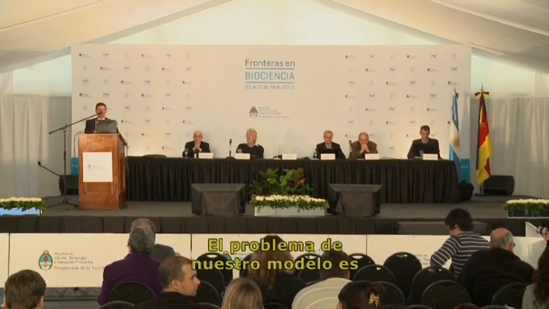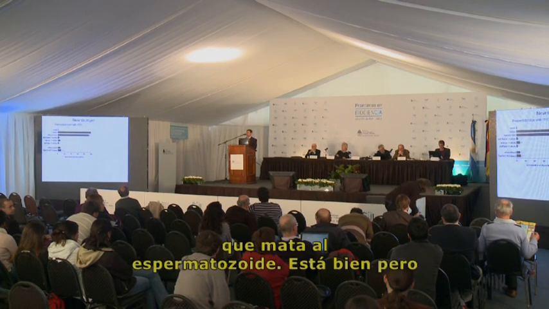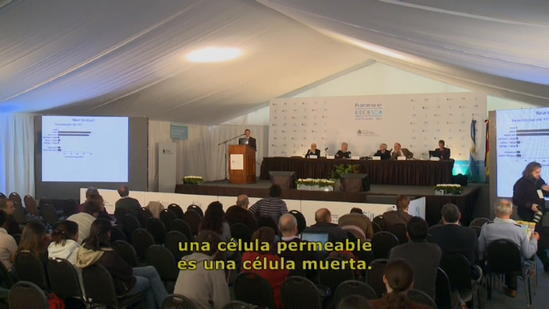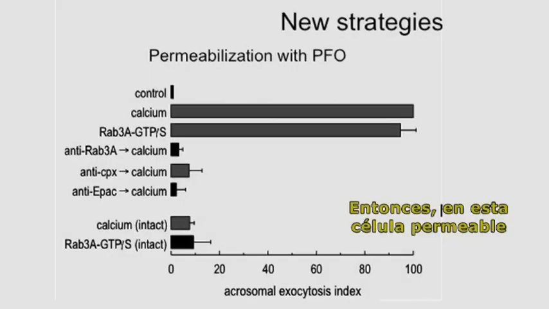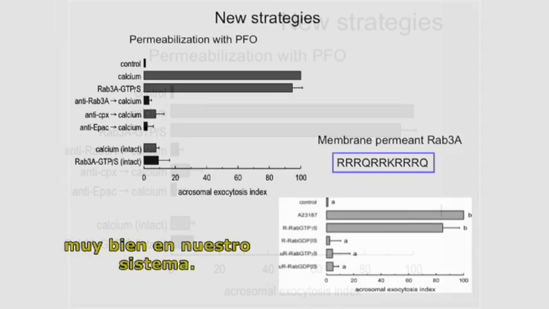The problem with our model is that we kill the sperm. It's very nice, but a permeabilized cell is a dead cell. So in this permeabilized cell, we are using here, instead of streptolysin, another toxin that is cheaper, and they work very nicely in our system.